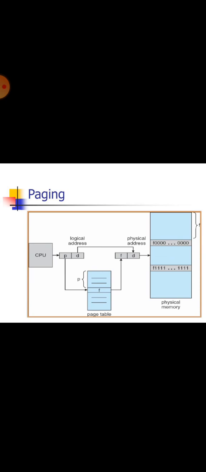First, the CPU creates a logical address, split into two blocks P and D. The logical address is connected to the physical address F and D, and P is connected to the page table. The physical address is stored in memory. The next diagram shows logical memory, page table, frames, and physical memory.